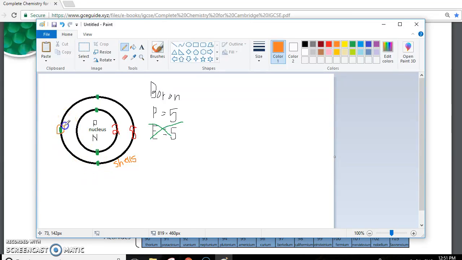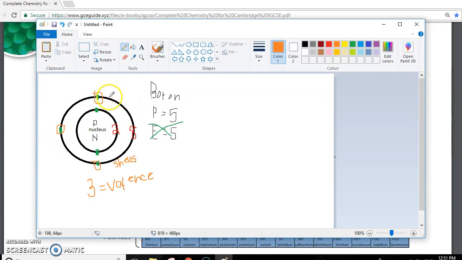So we have 1, 2, 3, and the fact that we have 3 is how many valence electrons we have. Okay. You get the idea. So that's where that group number comes from.